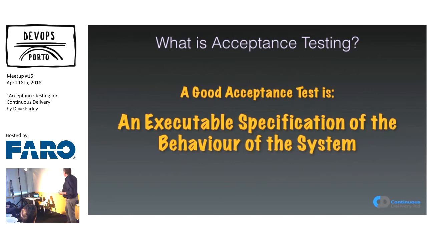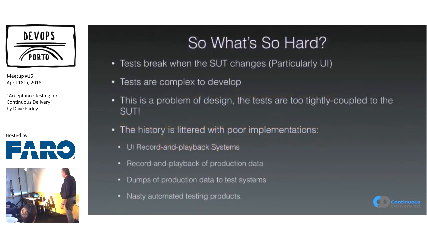So a good acceptance test is an executable specification for the behavior, some behavior of the system that's desirable. So what's so hard? That all sounds decent. Those sound like good ideas, presumably.